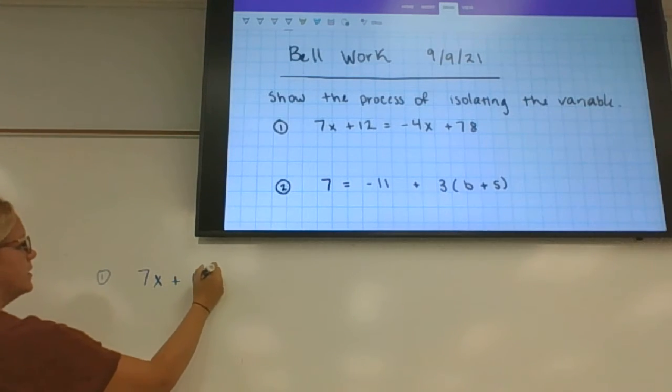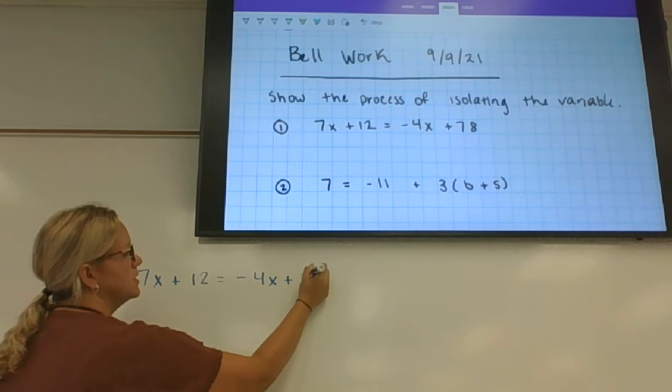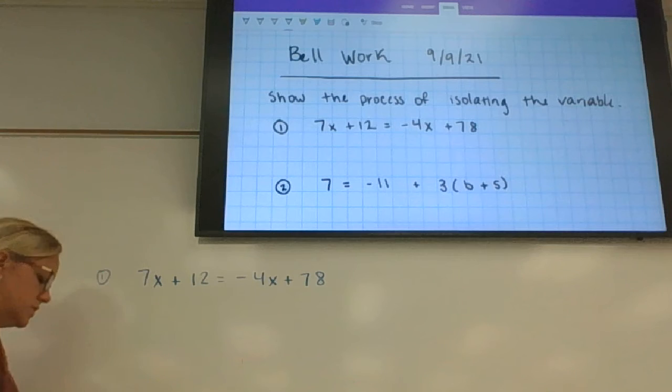So there were some problems in your workbook last night with special solutions. I imagine that those left you feeling a little confused, and I'll go over those today.